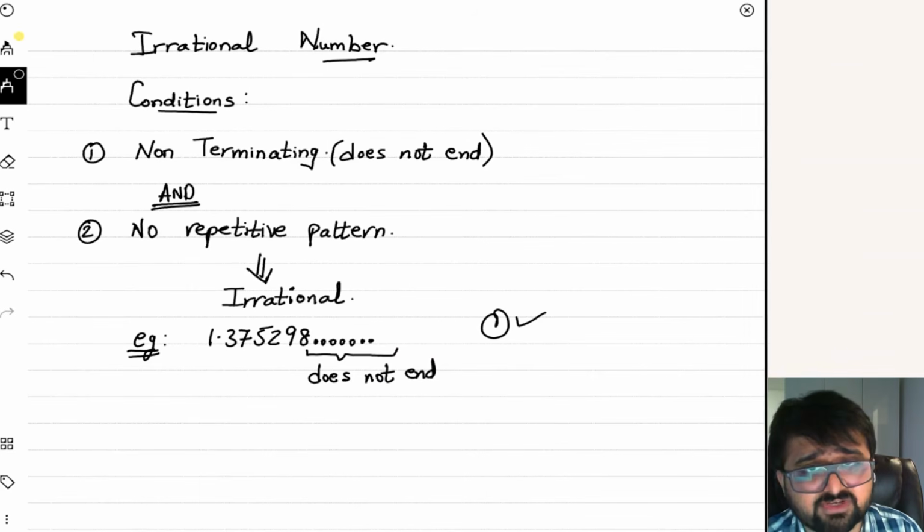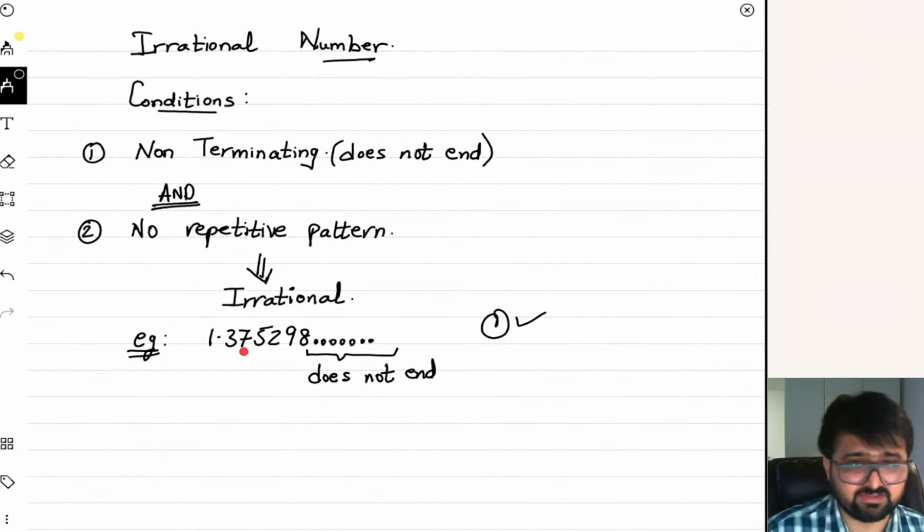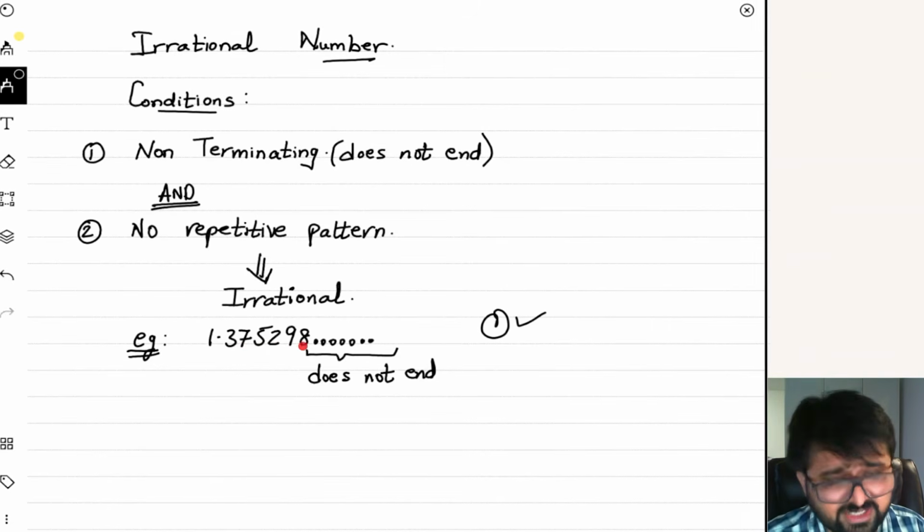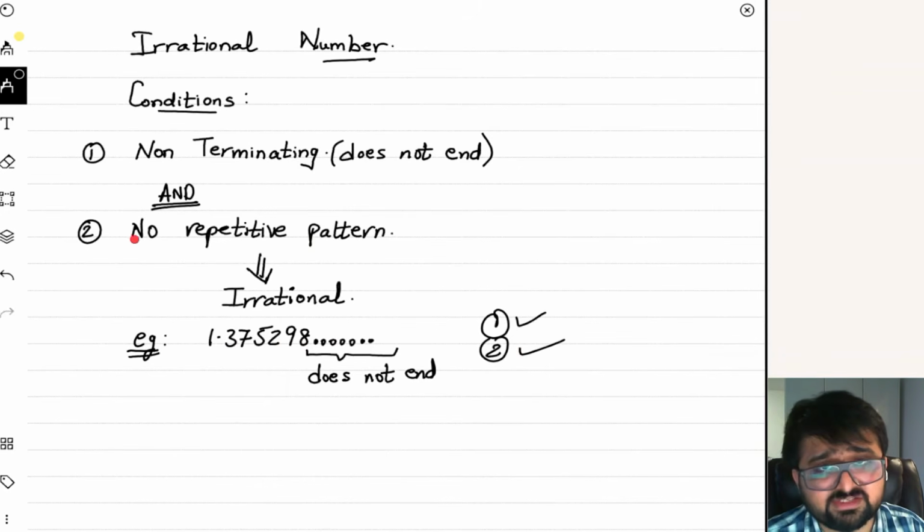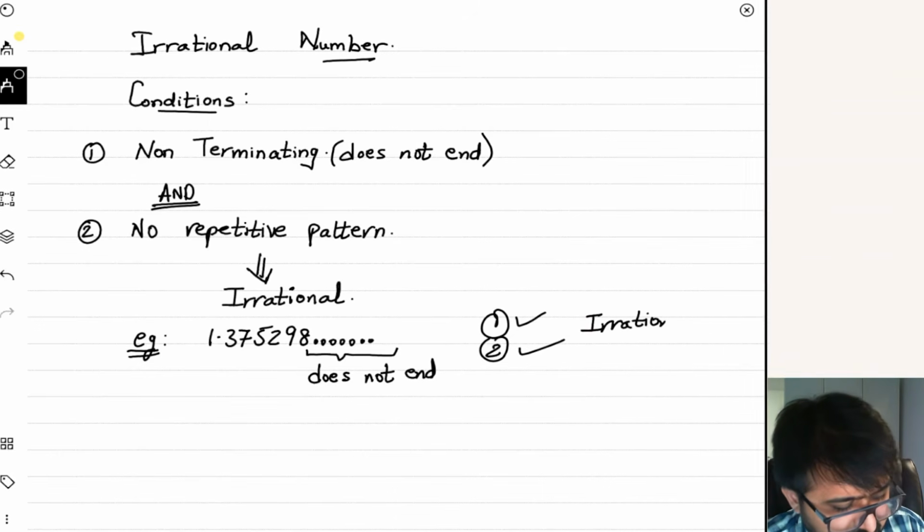Now let's look at if condition 2 is satisfied. No repetitive pattern. Do you see any repetitive pattern here? The numbers are 3, 7, 5, 2, 9. There is really no pattern that I can see here. They are just random numbers and it just goes on. So condition number 2 is also satisfied, that there is no repetitive pattern. So since condition number 1 and condition 2 are satisfied, this is an irrational number. Okay, does that make sense? Let's look at another example.